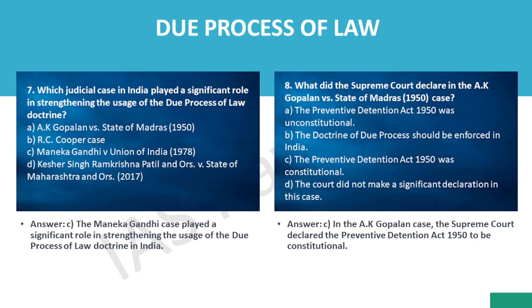7. Which judicial case in India played a significant role in strengthening the usage of the due process of law doctrine? A. A.K. Gopalan vs. State of Madras, 1950. B. R.C. Cooper case. C. Maneka Gandhi v Union of India, 1978. D. Keshar Singh Ramkrishnapadil and Ors. V. State of Maharashtra and Ors. 2017. Answer: C. The Maneka Gandhi case played a significant role in strengthening the usage of the due process of law doctrine in India.